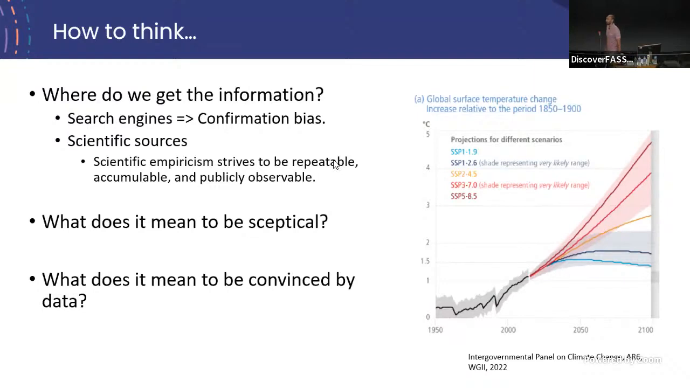The challenges of Zoom. Okay, so we're trying to move towards scientific sources. Now, as I mentioned, scientific empiricism strives to be repeatable, accumulable, and publicly observable. These are the things that we get from scientific sources, rather than from Google, where we don't know who has produced that information. So the thing we try to encourage in the methods modules is: what does it mean to be skeptical?